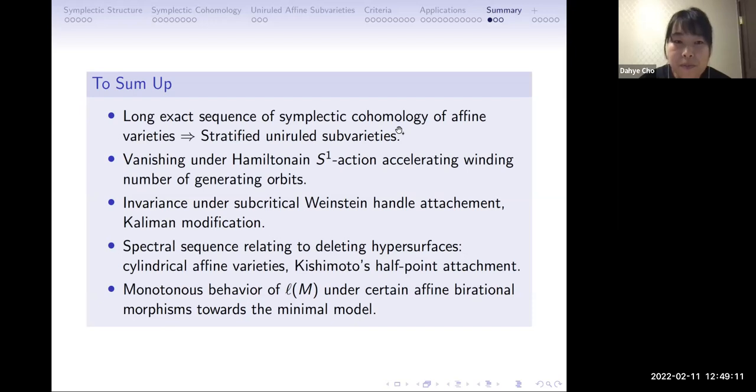And so, deleting hypersurfaces, we get a spectral sequence that explains that a cylindrical affine variety has vanishing symplectic cohomology, and some part of Kishimoto's log minimal model program for affine threefolds. The interesting property I found is the monotonic behavior of the L measure under certain affine birational morphisms.